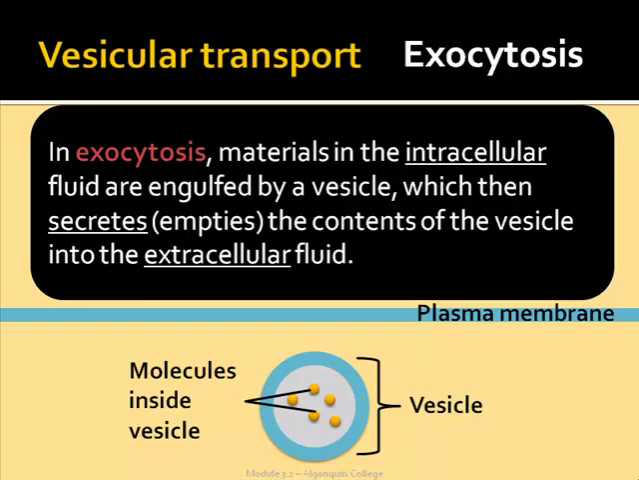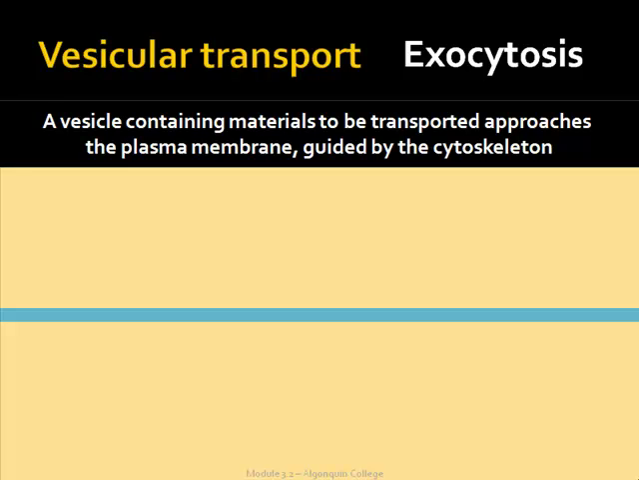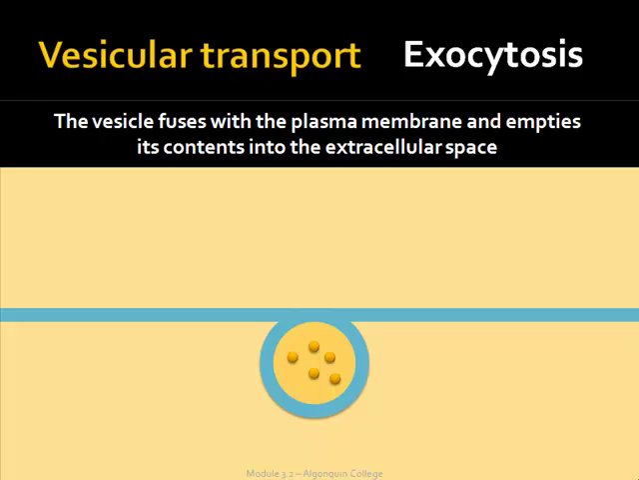In exocytosis, materials in the intracellular fluid are engulfed by a vesicle, which then secretes or empties the contents of the vesicle into the extracellular fluid. First, a vesicle containing materials to be transported approaches the plasma membrane, guided by the cytoskeleton. The vesicle then fuses with the plasma membrane and empties its contents into the extracellular space.